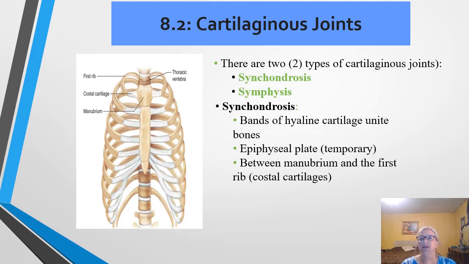So we have two types of cartilaginous joints, synchondrosis and symphysis. Synchondrosis is where hyaline cartilage joins bones together. These are often temporary and disappear, kind of like epiphyseal plates do. You have bands of hyaline cartilage here that unite the bones together. This is temporary. At about 25, the ossification is complete, and the joint becomes a bony joint and is synarthrotic. Okay. An example of this is between the manubrium and the first rib of the costal cartilage.